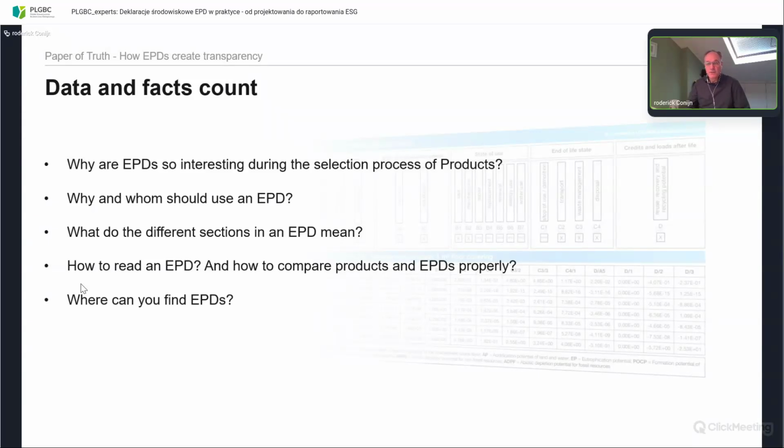So what we are going to talk about this morning is why an EPD is interesting during the selection procedure, the different ways of selection within an EPD, how to read and how to compare products, and last but not least, where you can find EPDs.